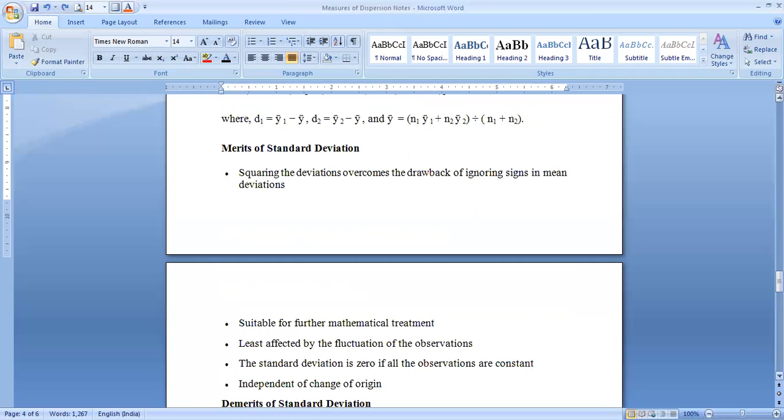It is least affected by the fluctuation of the observations, and the standard deviation is 0 if all the observations are constant. So if the data are constant values, then the standard deviation will become 0. And the standard deviation is independent of change of origin.